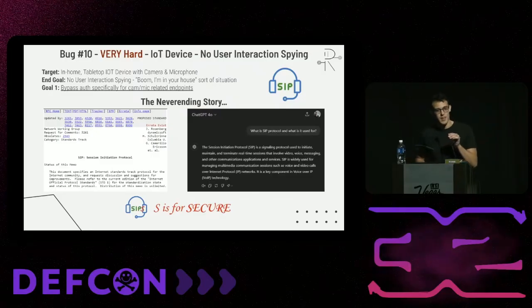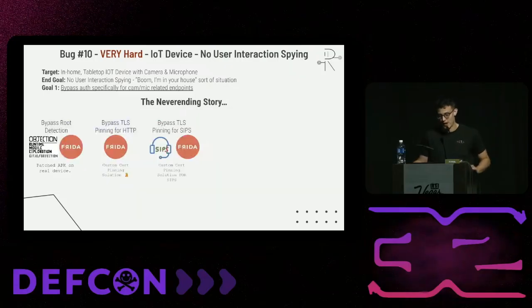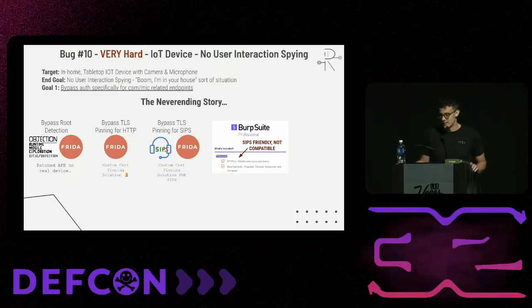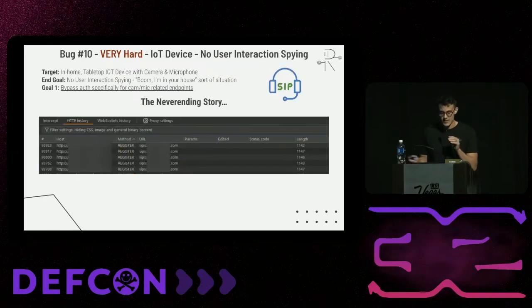Great. Now I've got to deal with another protocol, and it is also TLS wrapped, so there's a bunch of stuff going on there. I started working on that, found a custom cert pinning solution for SIPS, and was able to disable it. But Burp, while it is SIPS friendly, is not SIPS compatible and will break the application if you try to proxy it. This is kind of how it looks: it'll issue the REGISTER requests with the REGISTER verb associated with the SIP protocol, but then it'll just break the response.